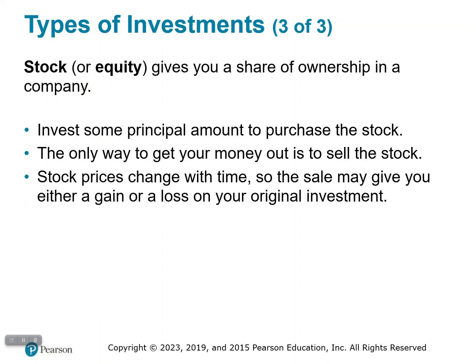Whereas a stock or equity gives you a share of ownership in a company. A bond is really you're just giving somebody else a low-cost loan. A stock, you're trying to make money. Invest some principal amount to purchase the stock. The only way to get your money out is to sell the stock. Stock prices change with time, so the sale may give you either a gain or a loss on your original investment. The key here when you own stock is to never sell low.